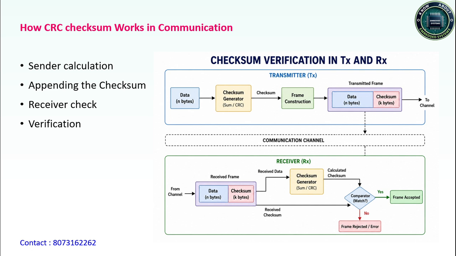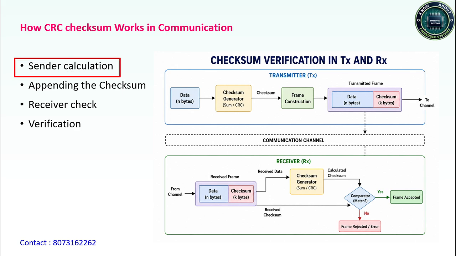Now, how to calculate the CRC? There is a complex mechanism, but here I'm going to explain in a simpler way. In order to calculate the CRC checksum or CRC code, we have to follow 4 different steps. One is we have two types: one is the CRC on the transmitter side and we have the CRC on the receiver side.